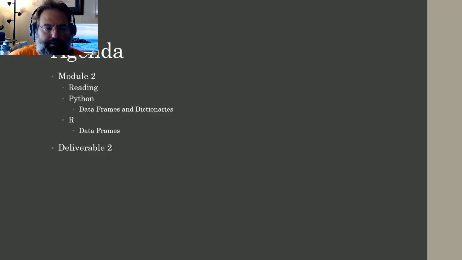So what we'll go over today is talk a bit about the Module 2 at a high level, talk about the reading, then we'll dig into Python, some things around data types, probably also talk about data frames and dictionaries, and then we'll talk about data frames in R, and then we'll talk about deliverable 2, and then not on the slide, but if we have time, I'll talk about Visual Studio Code, PyCharm, and Visual Studio Community Edition. These are alternative editors and IDEs, integrated development environments, that sometimes are useful whenever you're writing code.